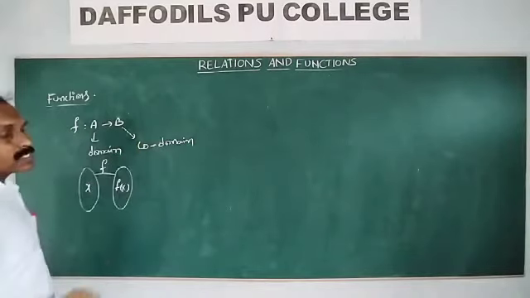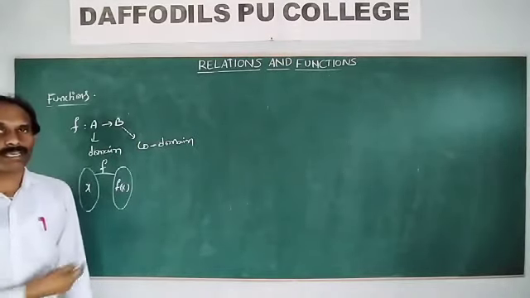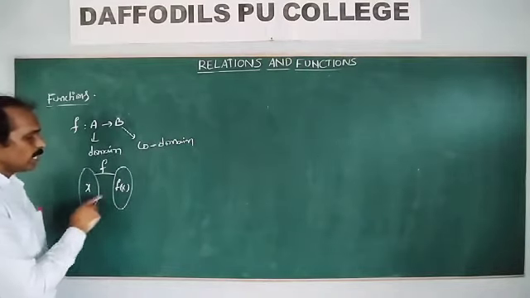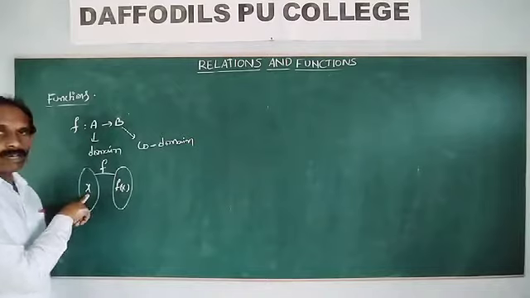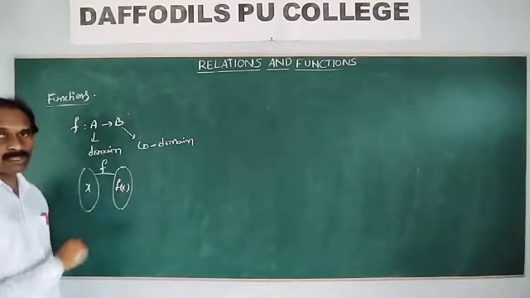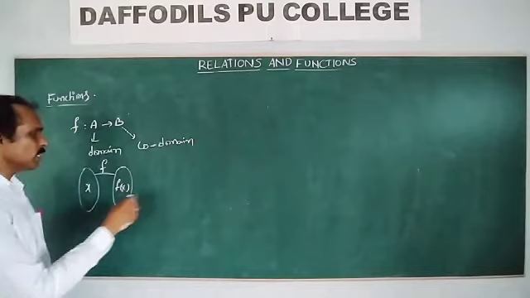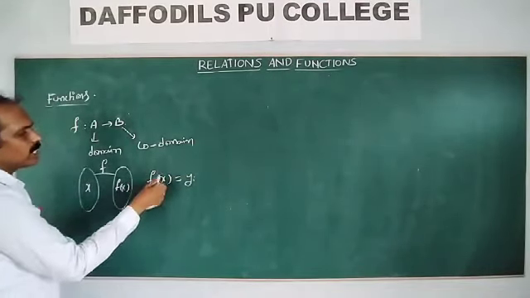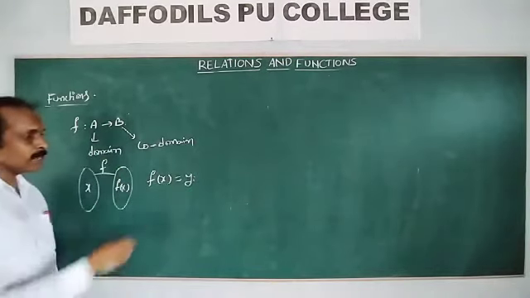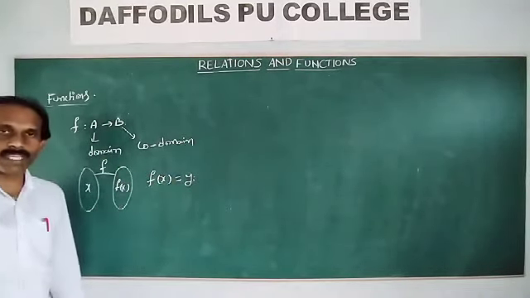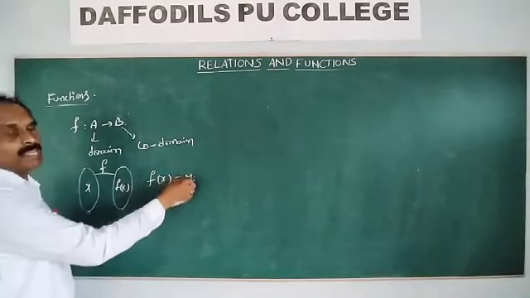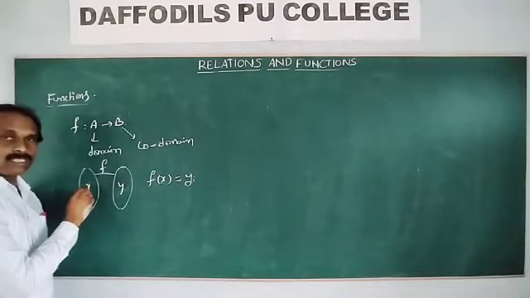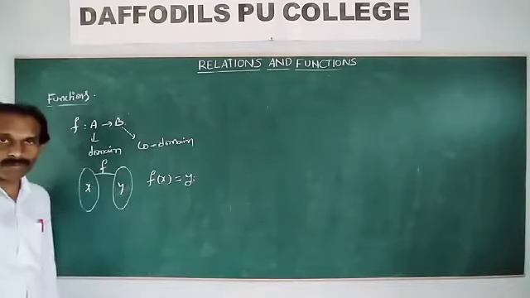Not all codomain elements are necessarily in the range; it depends on the function. So under the function, f(x) is called the range. Okay, clear? Then suppose f(x) is equal to y belongs to B and x belongs to A, y is called the image of x and x is the pre-image of y.